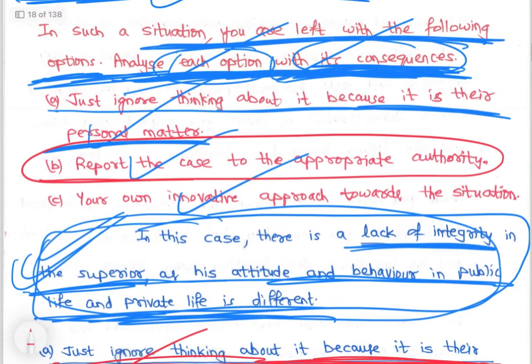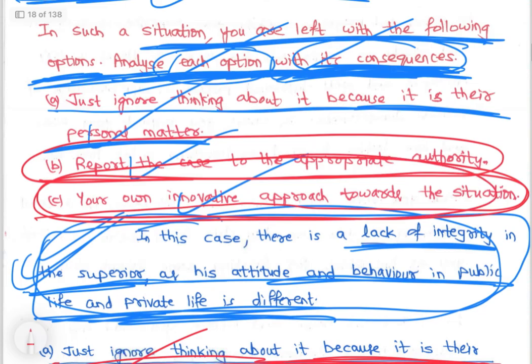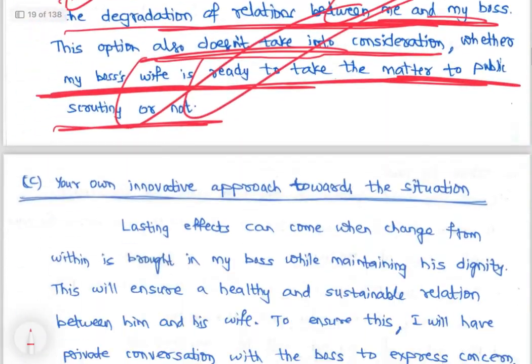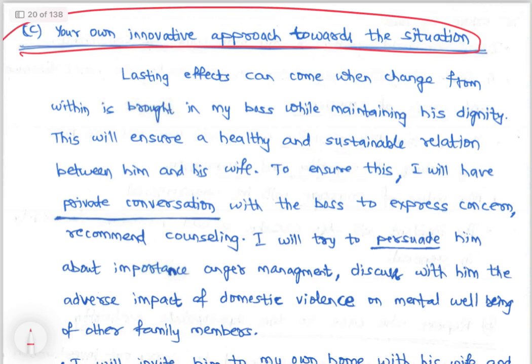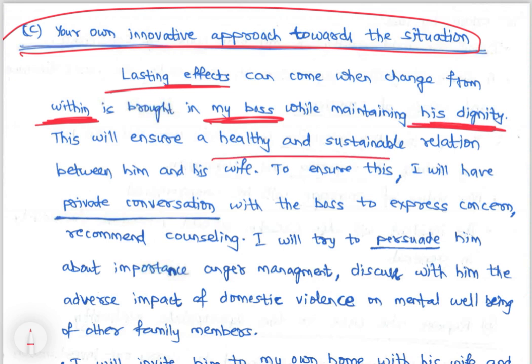ठीक है, then third option is your own innovative approach towards the situation. Your own innovative approach towards the situation. That is, see, lasting effects can come when change from within is brought. Change from within is brought in my boss while maintaining his dignity. ठीक है, so this will ensure a healthy and sustainable relation between him and his wife.